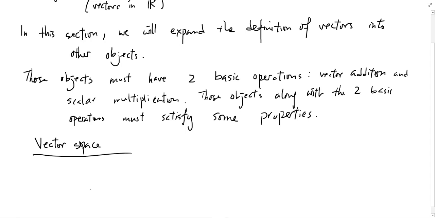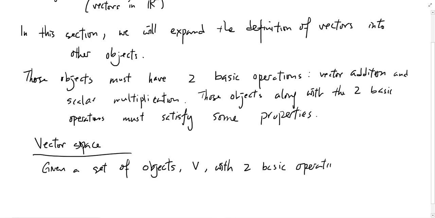So what is a vector space? Let's talk about this. Given a set of objects, it really doesn't matter what this set of objects is, we're going to call this set of objects V. It's a capital V with, let's say, two basic operations. We really don't care how we define these two basic operations, but they should be similar to vector addition and scalar multiplication.